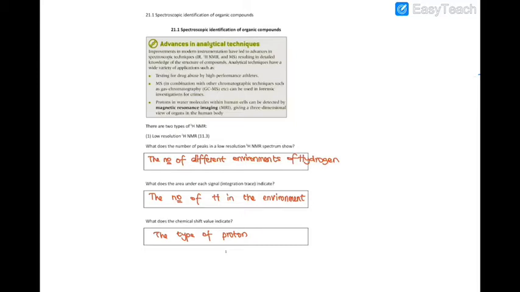So just to recap a bit, in a low resolution H NMR, the number of peaks indicate the number of different environments in which hydrogens are found, and the integration trace or the intensity of the peak indicate how many hydrogens are there in this particular environment, and we use chemical shift values to indicate what type of proton we're dealing with. Now, in high resolution H NMR, we're going to have more information in terms of splitting patterns.